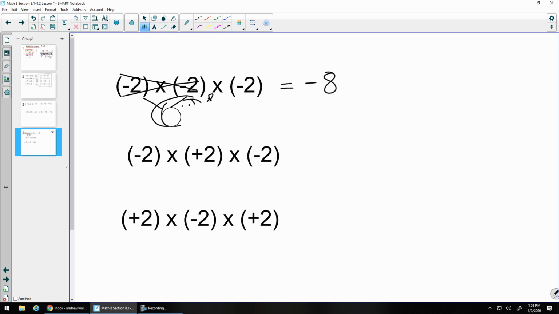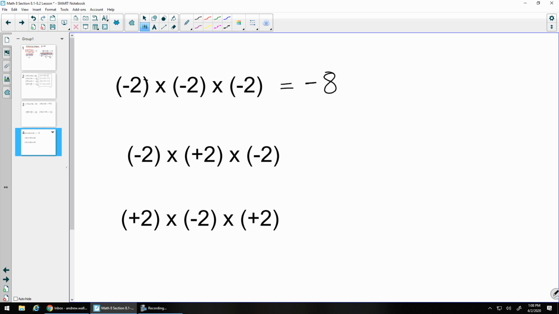So let's erase my scribbles here for a second. I had a negative 2 times negative 2 times negative 2, so 3 negative 2's, and I got a negative 8. That's because essentially my first 2 negative 2's turned into a positive, but then I multiply that positive by another negative, so positive times negative is a negative.